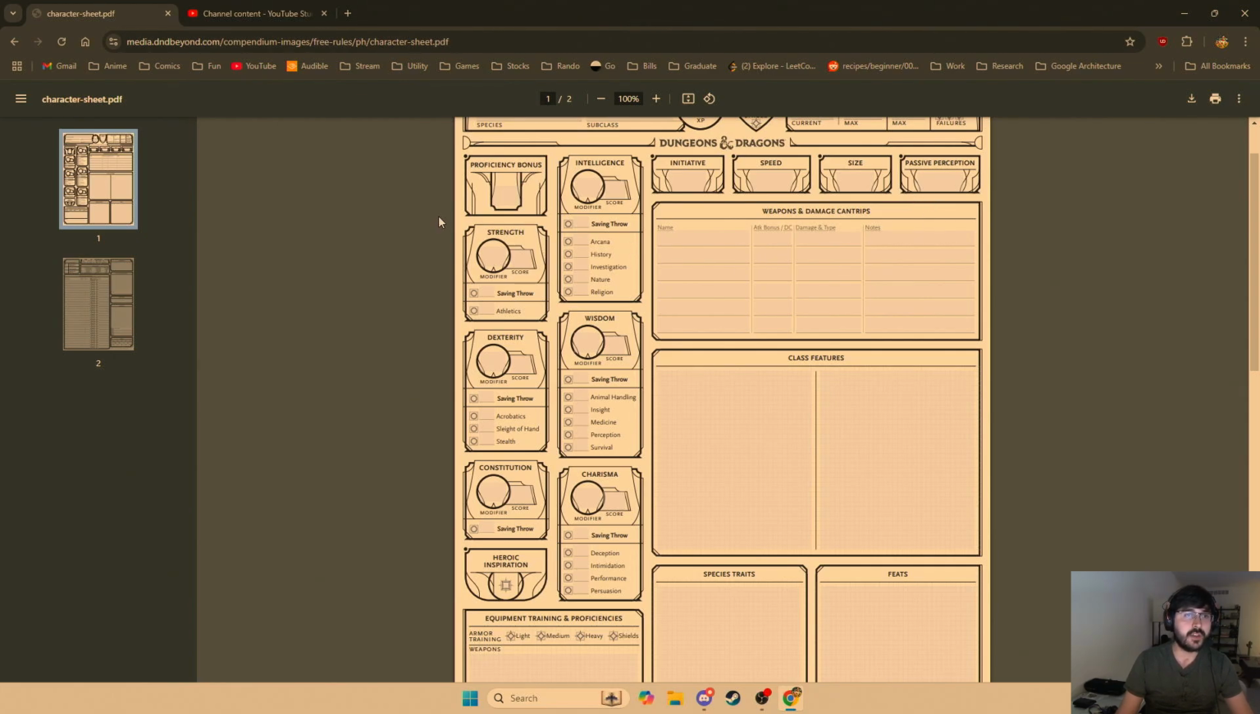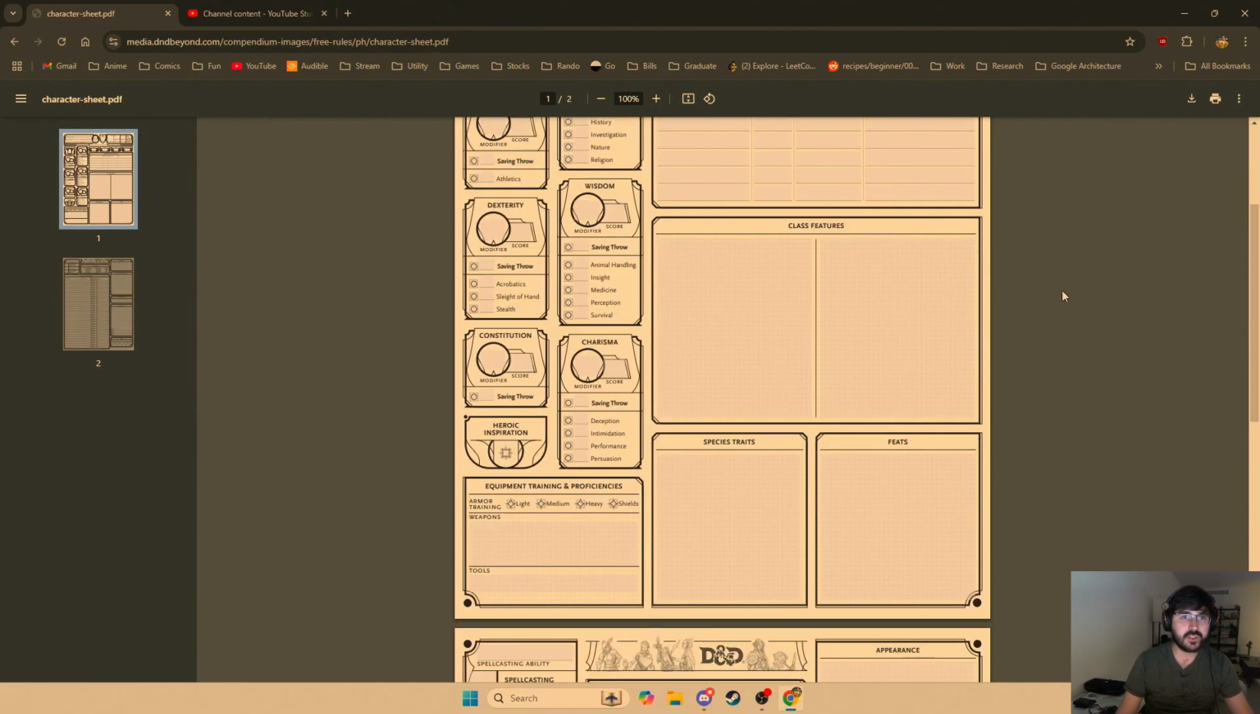Then you have your general stats, and now they have all the individual skills that they fall under right there, which is actually kind of nice. I have to admit, I like this kind of layout. It's well put together. Then you have your damage and cantrips. These are your things that you can use over and over and over again. You just put them in here, put the notes of how they work, names, and so on.